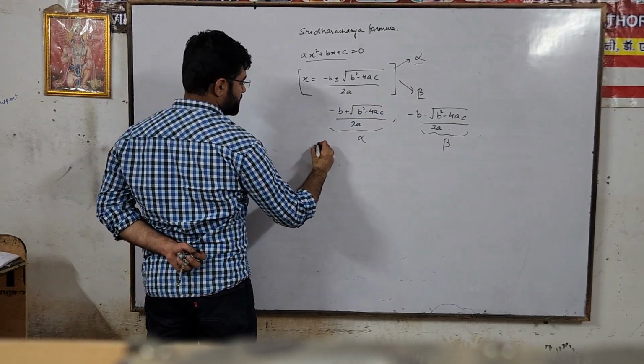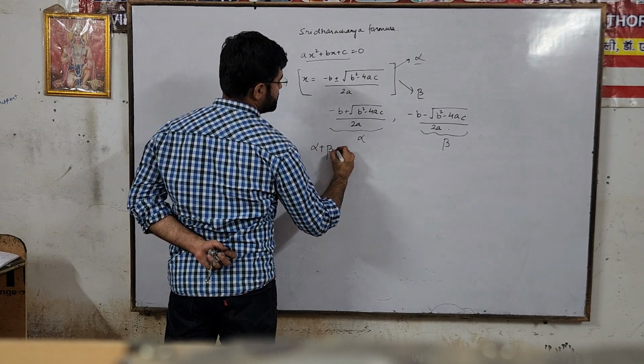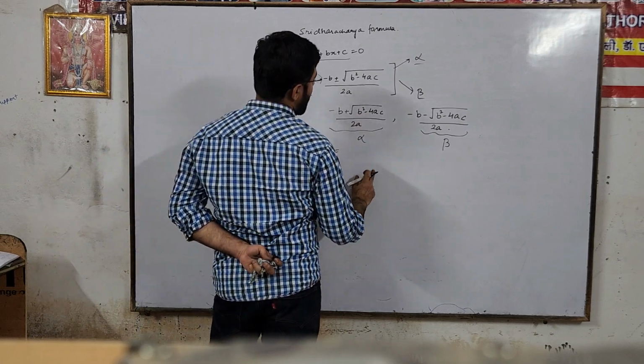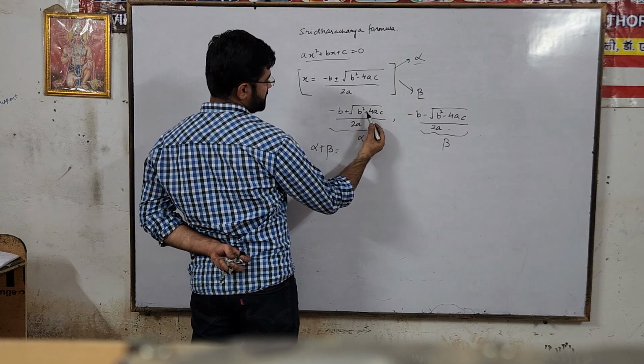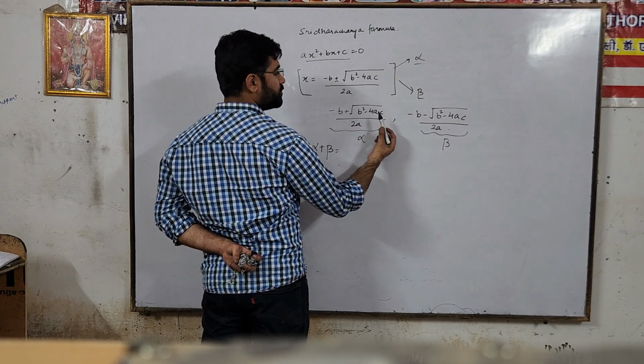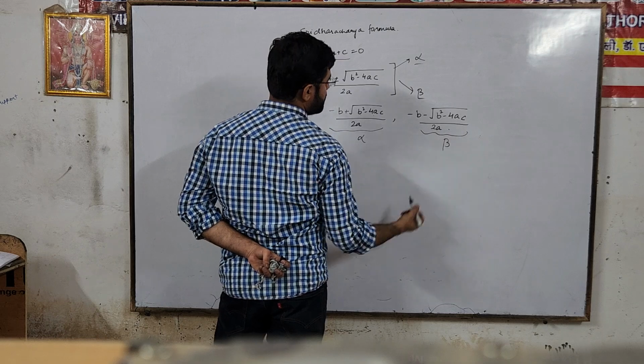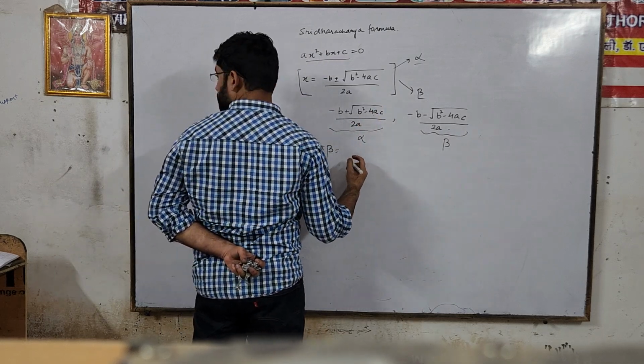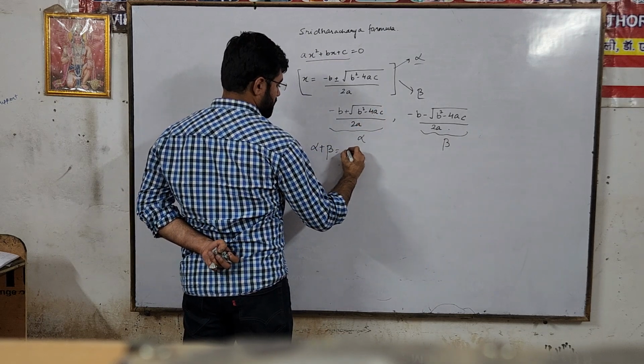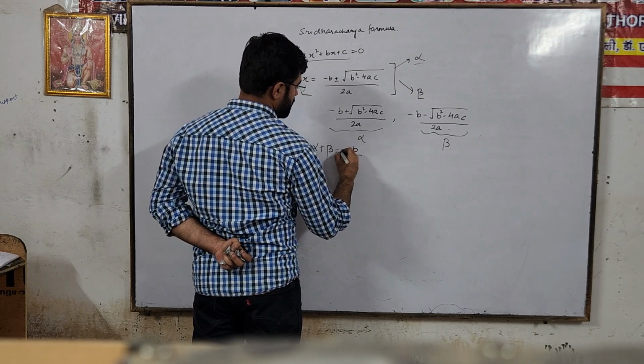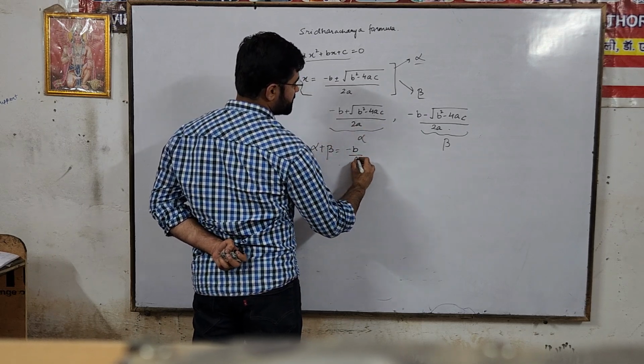Let us find the sum of the roots, alpha plus beta. So when you add these terms, there is a plus under root of (b square minus 4ac) and there is a minus under root of (b square minus 4ac). They are going to get cancelled. So the sum of the roots is going to be twice of minus b by 2a, that is minus b by a.